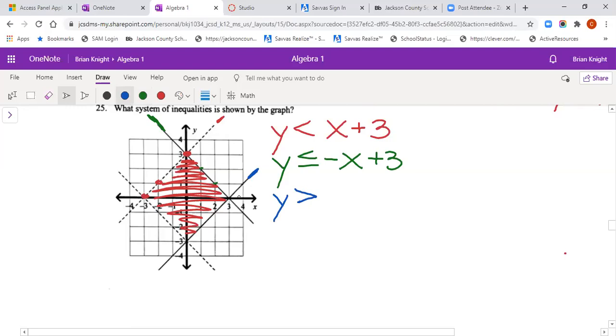It's a solid line, so it'll be equal to. What's its slope? Positive 1 again, and it's crossing the y-axis at what? Negative 3. And then last but not least, see if I can find pink, just for you. This one's pink. Y is, let's see here, shading above, so it's greater than. It's a dotted line, so you just leave it greater than. What's its slope? Negative 1 again, so negative x, and it's also crossing at negative 3.